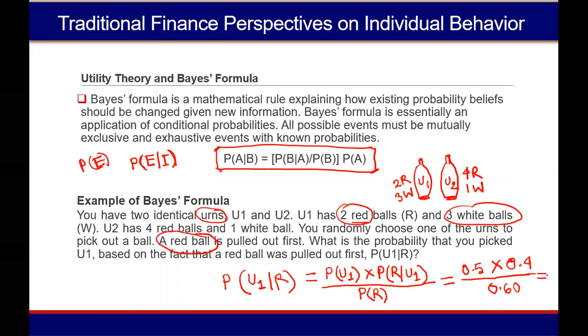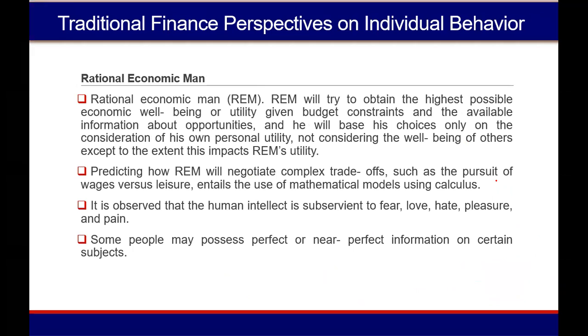So your calculator will give you some number, or you can come up with some number. So 1 by 3. That is the probability of what? That is the probability that you have selected urn 1, given that the ball was a red ball.